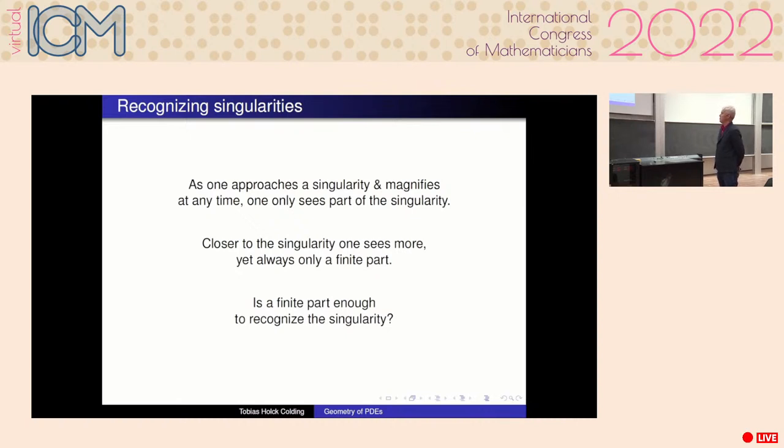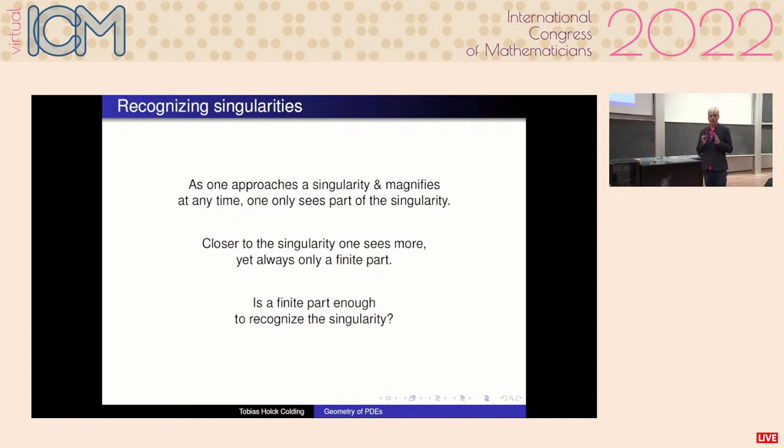The third example is about recognizing singularities. So if one has a flow and one approaches a singularity, and one magnifies, you should think about the evolving front. The evolving front is typically compact, right? But once you rescale and you go to a limit, then that limit is typically non-compact.